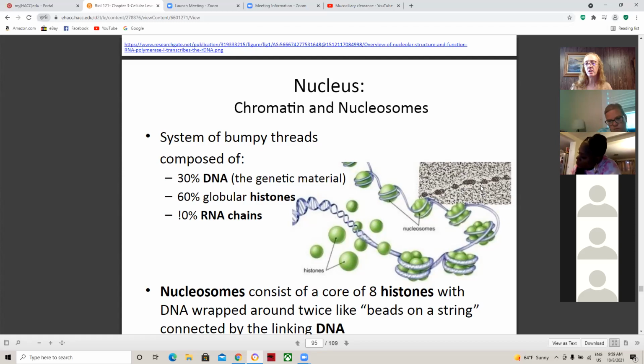So using an electron transmission microscope, the chromatin and the nucleosomes look like beads along a piece of thread, a piece of string, with the nucleosomes being the beads.